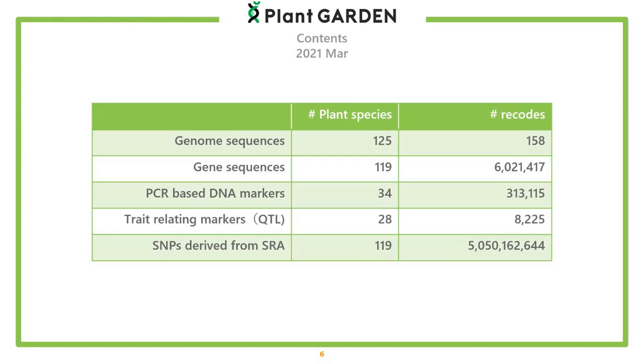This table shows the number of contents in Plant GARDEN. For example, we stored 158 genome sequences for 125 plant species. As you can see in this table, we also have lots of contents for gene sequences, PCR-based DNA markers, trait-related markers, and SNPs derived from SRA.